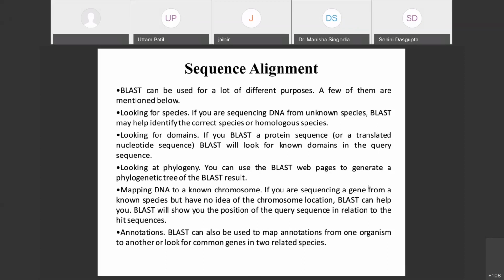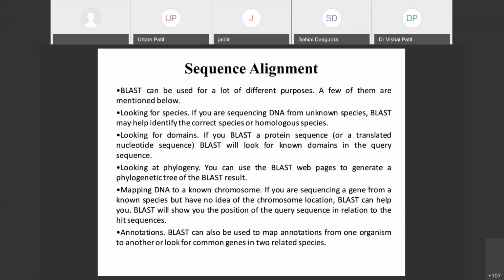Then you can also look for protein domains. Those who have experience with NCBI BLAST know that you blast your protein sequence and it gives you a graphical interface where you can see multiple protein domains in your query sequence. Of course, you can look at the phylogeny. You can create a phylogenetic or evolutionary tree from the BLAST results, using the sequence similarity among the results. So that is also very important.